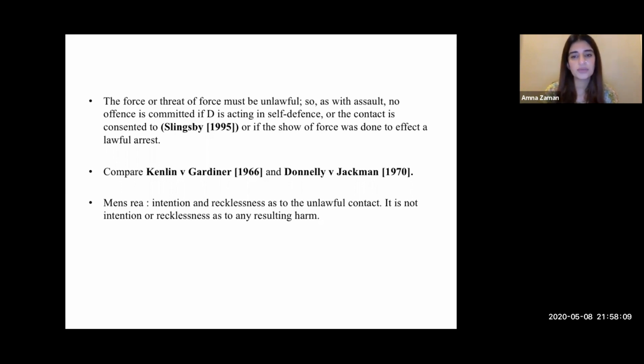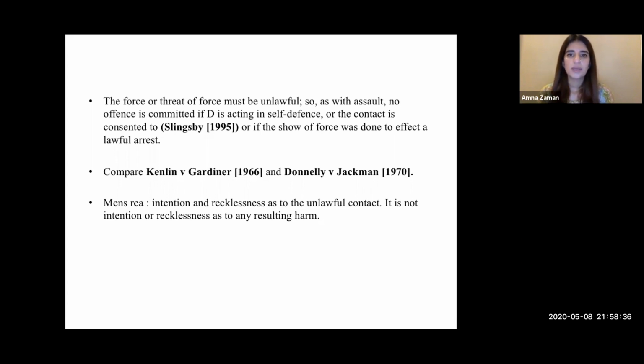If you contrast it with the facts of Donnelly against Chapman, in this case, the force applied by the police, by tapping the victim's shoulder and stopping them for investigation, was not unlawful. So the victim's response by punching the police officer was an unlawful response and was not a valid act of self-defense. So battery was committed.